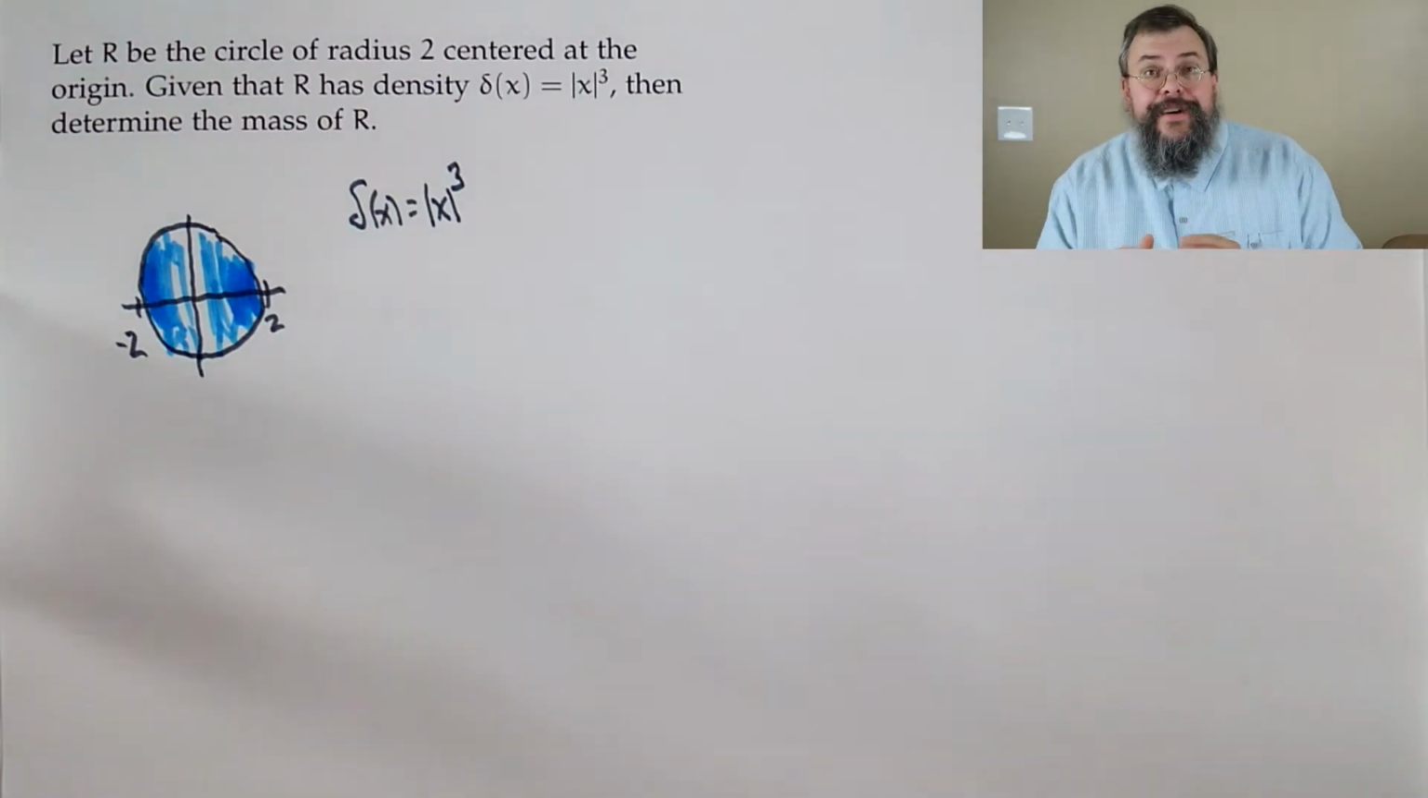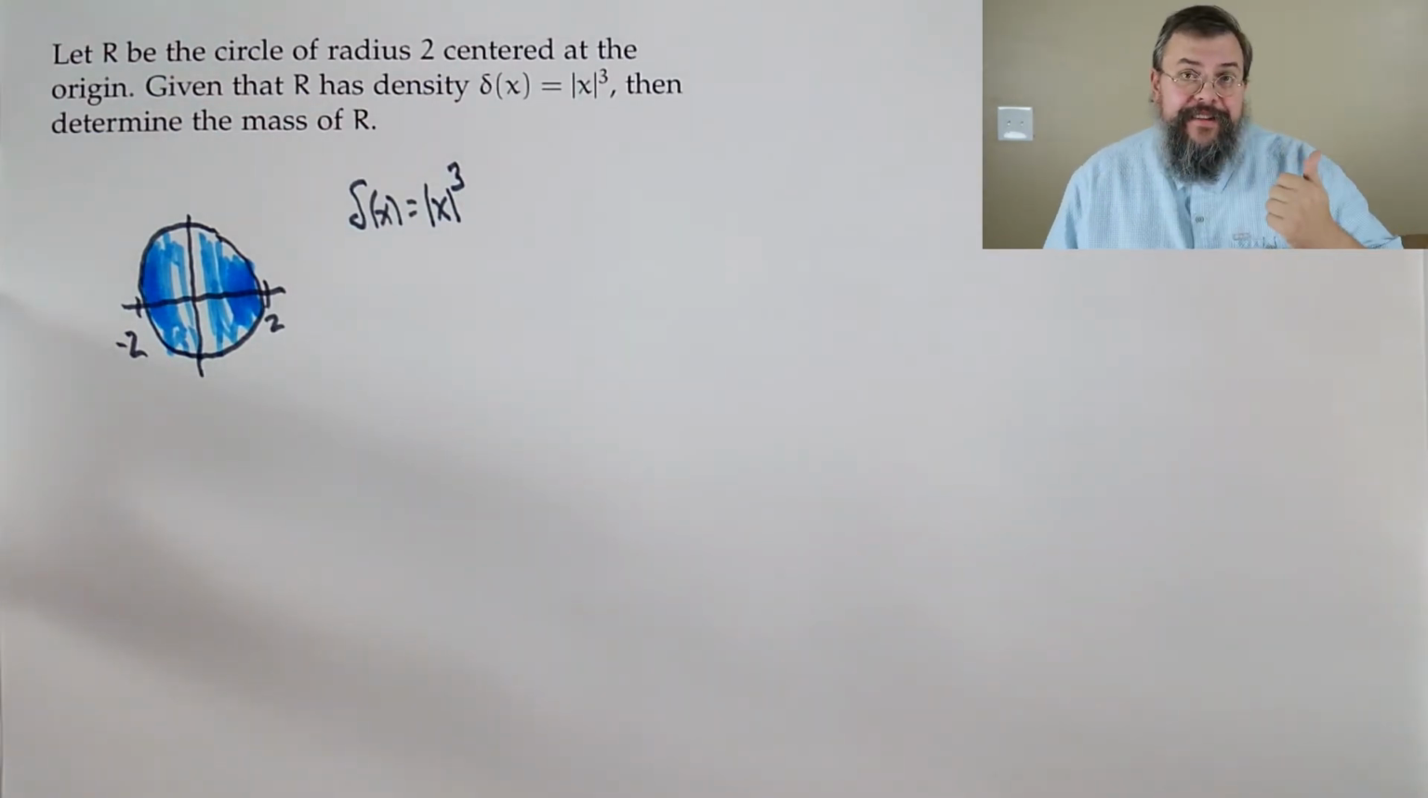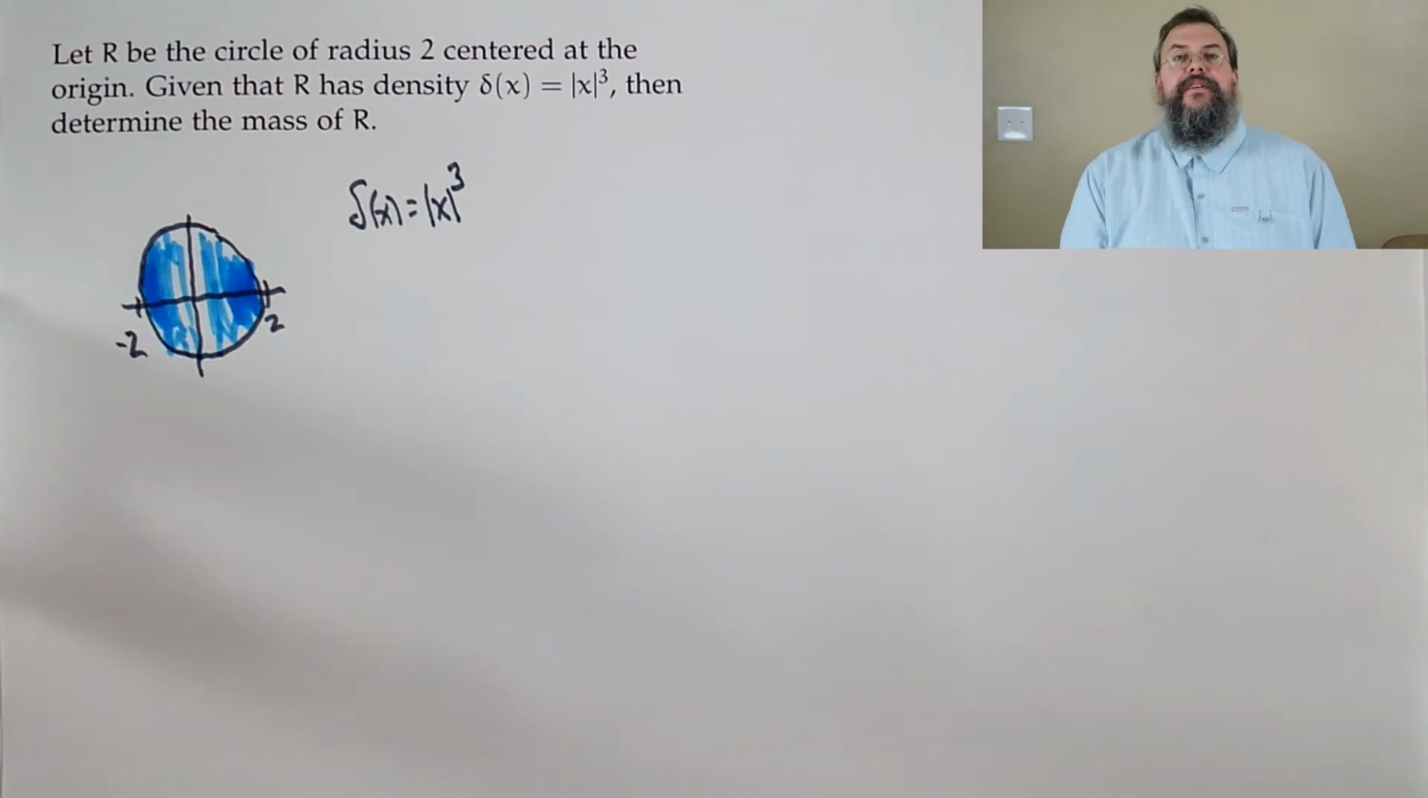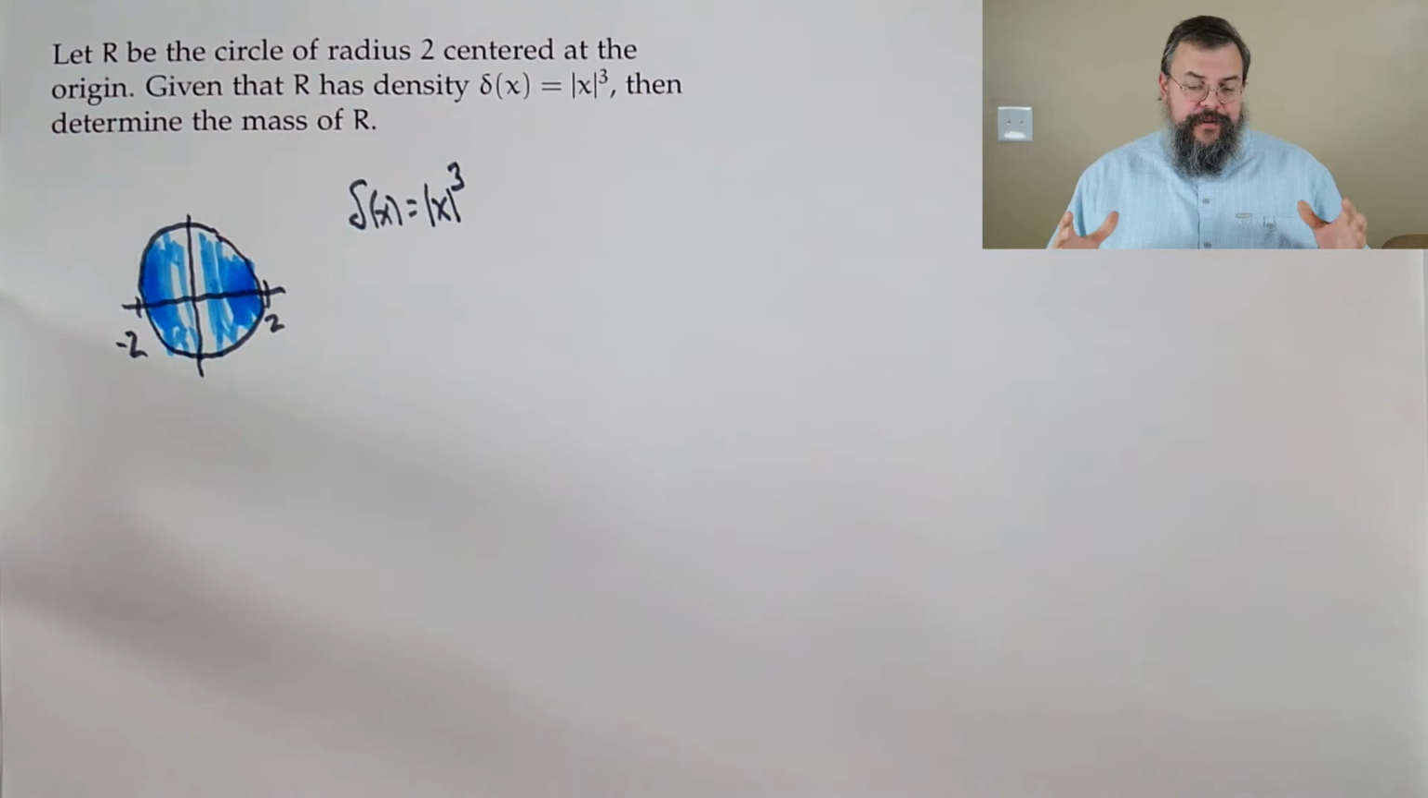Why do we have absolute value? Well, we can't have negative density. Density should be positive. It's sort of like you can't have antimatter. Everything has a positive measurement. So that's why there's absolute value.